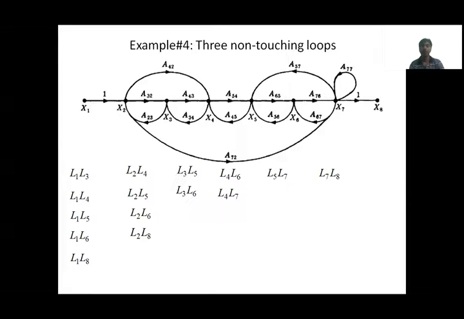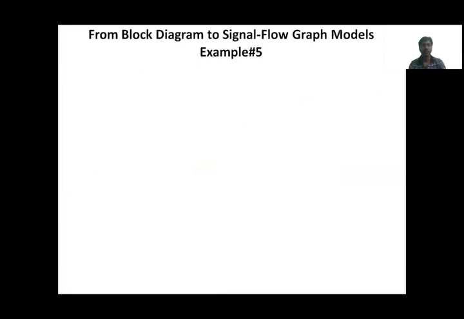Here we have 3 forward paths. So delta 1, delta 2, delta 3 you have to find, and finally substitute in the Mason's gain formula. That is for your practice. You do it. I'm not showing here. You please do it, practice.